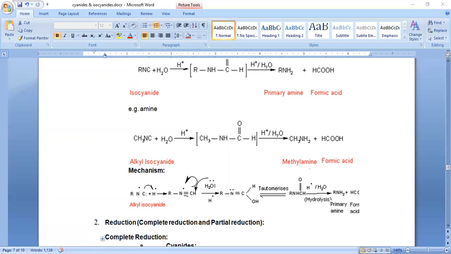So what is tautomerization? Tautomerization means the shifting of a hydrogen atom within the molecule from one atom to another atom. So next step, what happens? Hydrogen will be shifted from the nitrogen atom to the oxygen atom, and in the first case, from the oxygen atom to the nitrogen atom. So this is known as tautomerization. After tautomerization, it will undergo further hydrolysis. We can get amine and then formic acid.